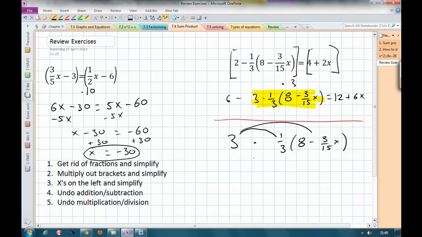So what they end up with is they're saying that this right here is then equal to 3 times 1/3, which is of course the 1, and then 3 times the 8 is going to be 24, and then minus 9/15 x. But this is not correct, because, well, let's see, how can I explain that?